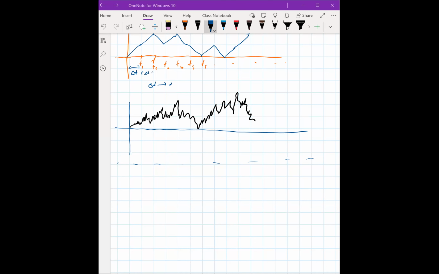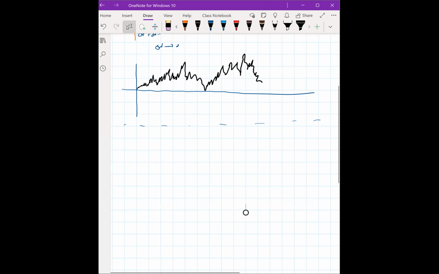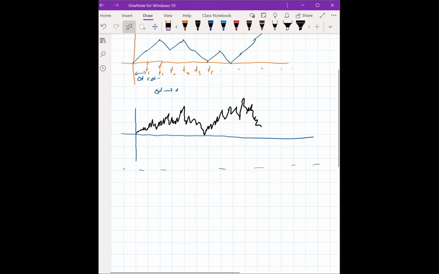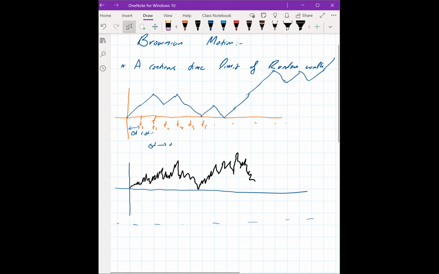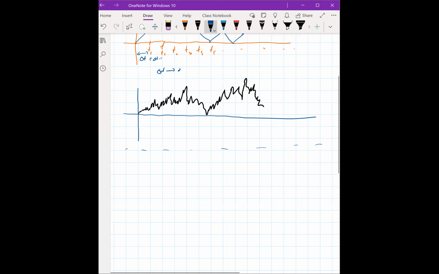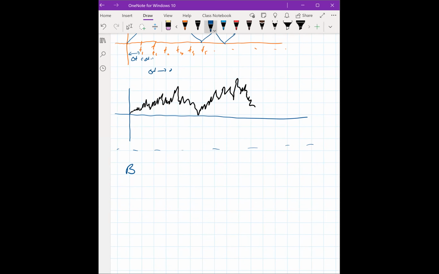So first, let me define it, and we will then again see how this is a limit of the random walk. So this is Brownian motion.